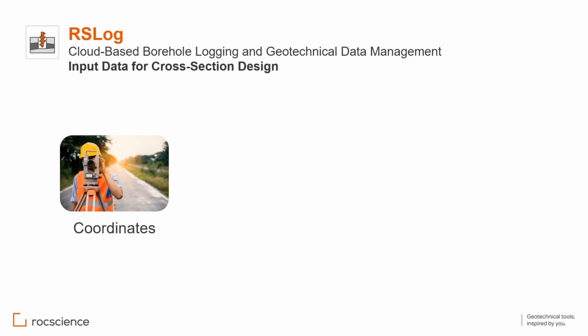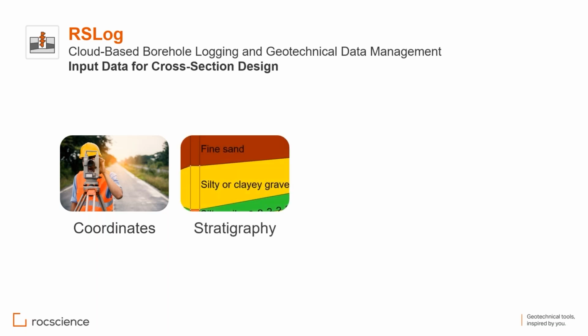In RSLog, we cover more than 7,500 different coordinate systems. And these are under different categories of projected coordinate system, UTM coordinate system, geographic coordinate system, state plane coordinates. So pretty much all the coordinates are covered. Next thing you need for cross-section design is your subsurface soil conditions, soil and rock conditions. These are entered in RSLog.